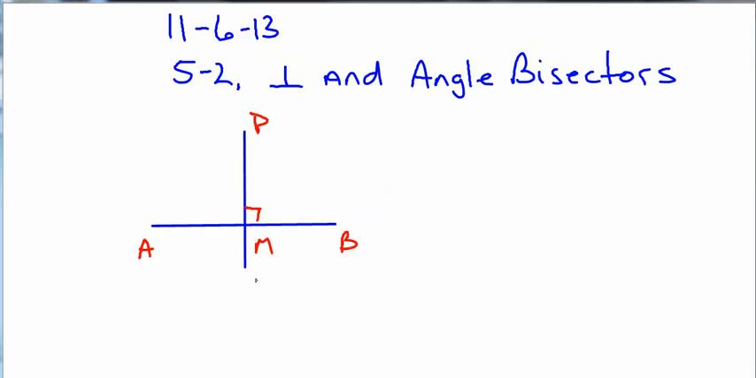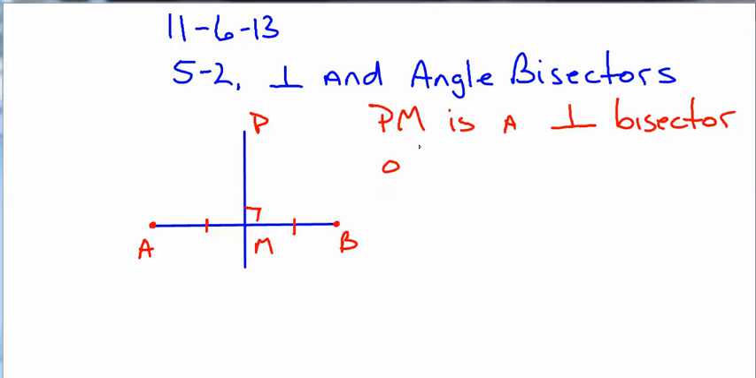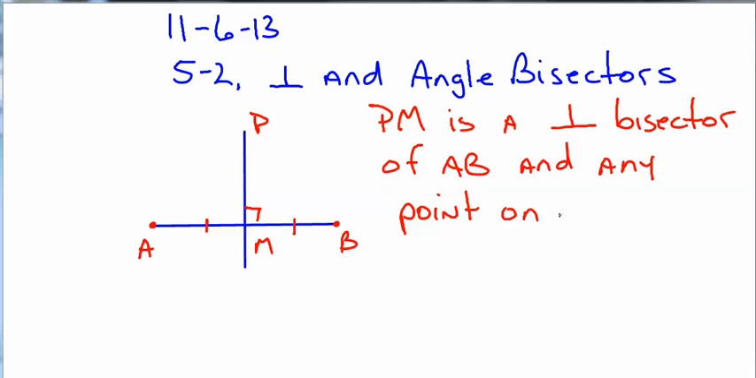and if PM splits AB in half, meaning A to M is congruent to M to B, then PM is a perpendicular bisector of AB. And any point on PM is equal distance to A and B.